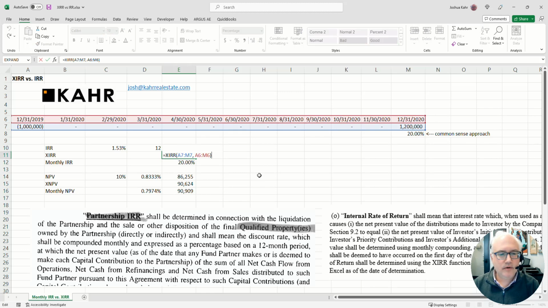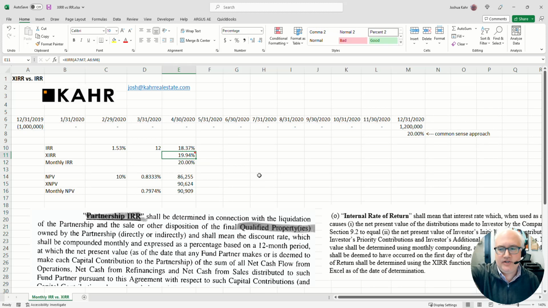With XIRR, you put in the actual values, you put in the actual dates, and that's great, and it comes up with, in this case, 19.94. Now, when I do this, sorry, I'm just adjusting the camera a bit. When I do this, that kind of works, but it's not coming up at 20%.